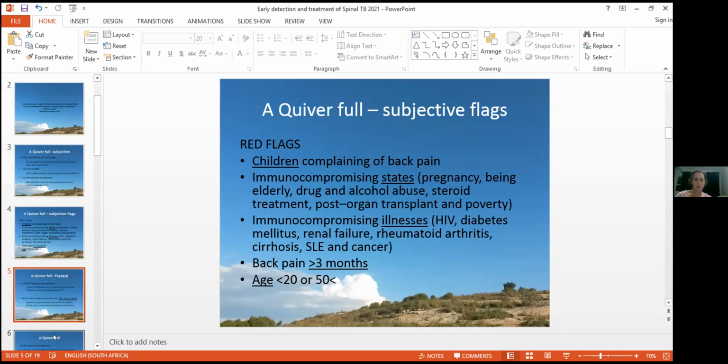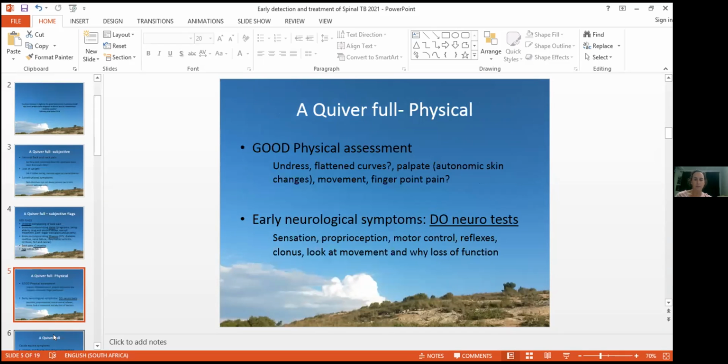The physical exam, I know everyone's busy, but just doing a decent physical exam, actually taking the patient's clothes off, looking at them, looking for flattened curves. Nari explained about how the kyphoses work. If you're looking at someone and they've got back pain and they might move quite easily, but actually they've completely lost their lumbar curve, that's significant. Even feeling along their spine, you can feel autonomic skin changes. So palpate their skin, palpate the area. Don't poke them too hard. Some people are rough. Check their movement.